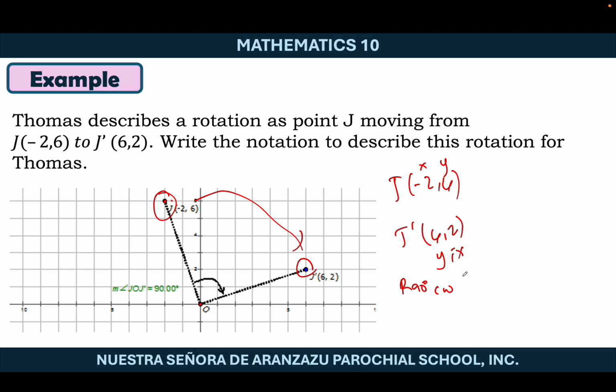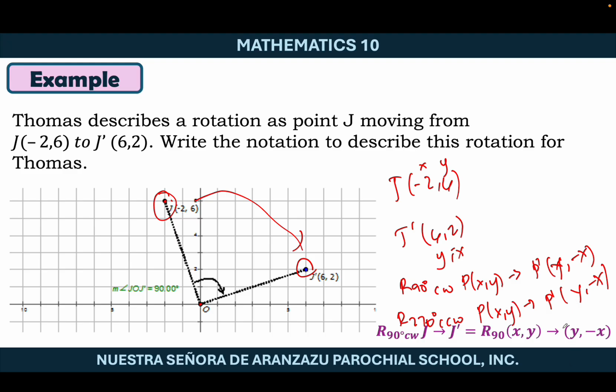Okay. So, from the given point x, y, it becomes y, negative x. So, pwede ring rotated 270 degrees counterclockwise from the given point x, y. The rotated point becomes y, negative x. Yun.